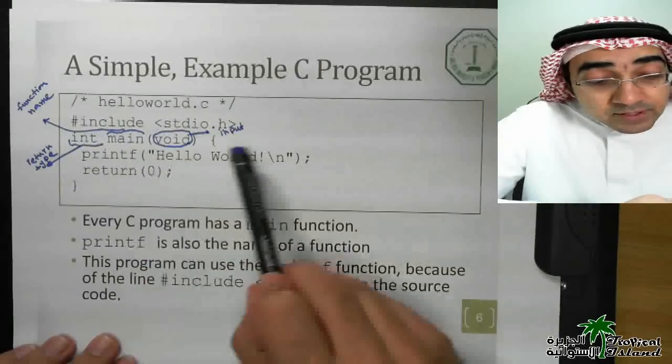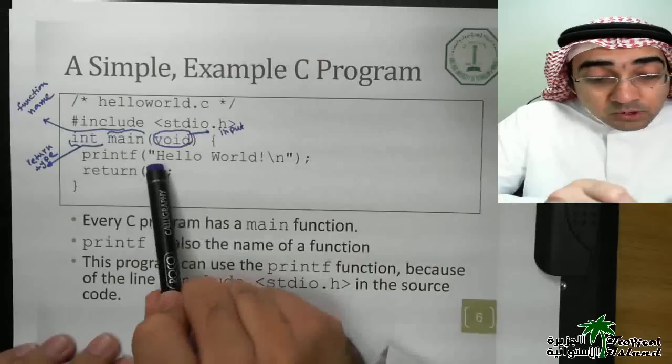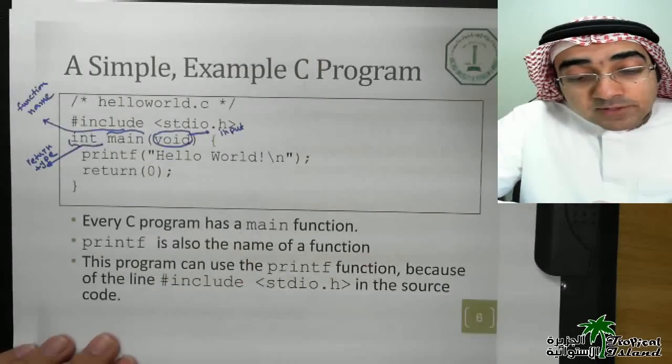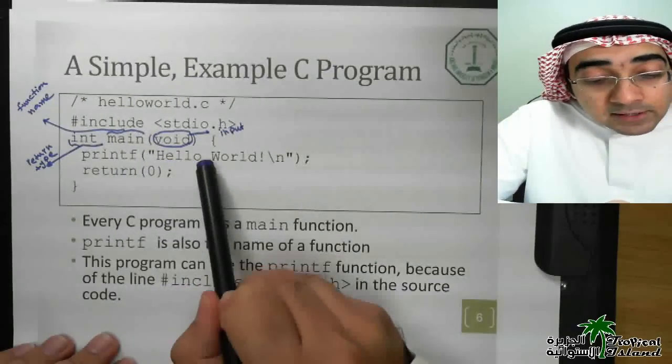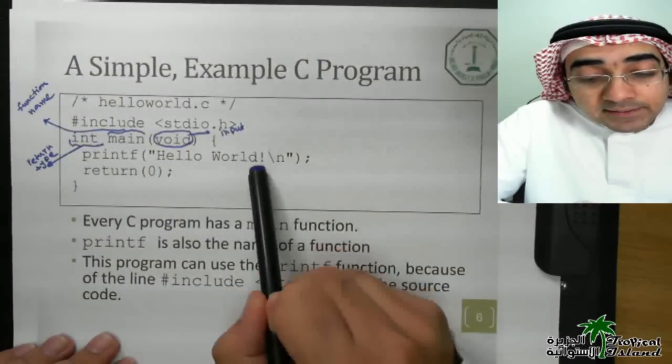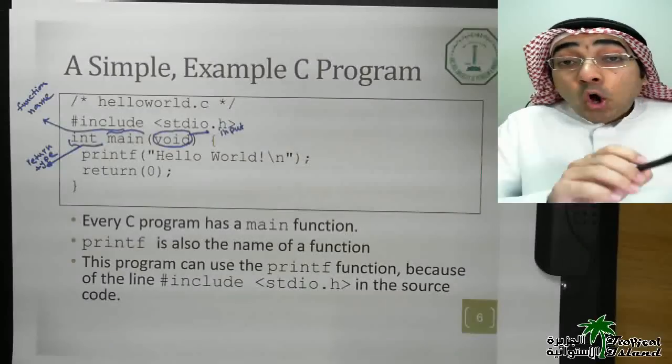So it's printf, and you open the bracket, and then you put the double quotes, and then you start to write hello world exclamation mark. So it's going to start writing HELLO space WORLD exclamation mark onto the screen.